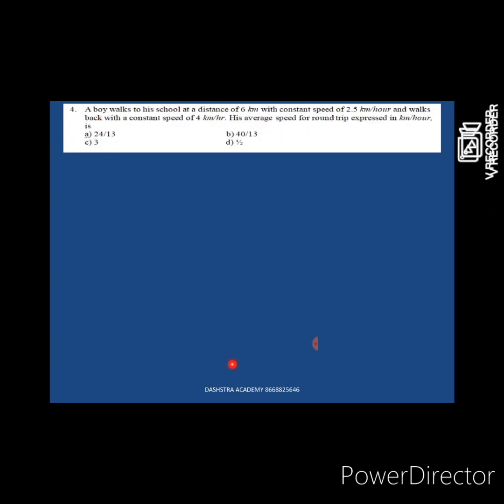Then question number 4. A boy walks to his school at a distance of 6 km with a constant speed of 2.5 km per hour and walks back with a constant speed of 4 km per hour. His average speed for round trip expressed in kilometers per hour is. We have to calculate the average speed.